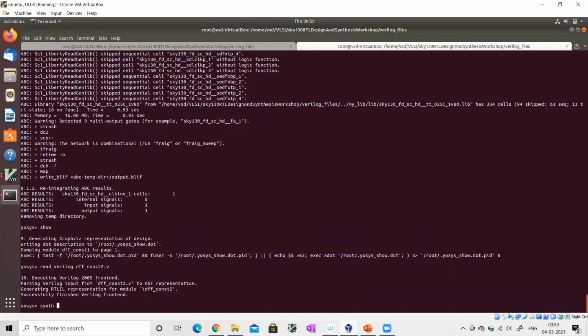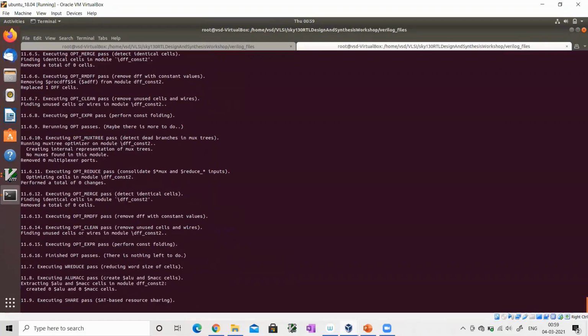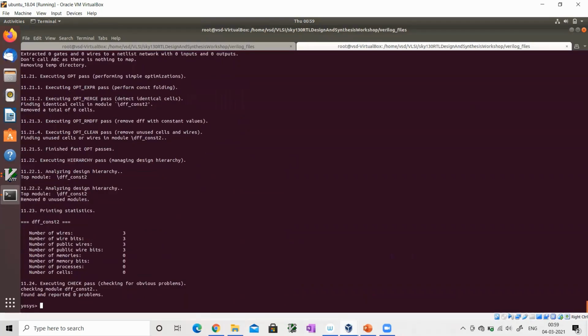Now synth -top dff_const2. Okay, we have already mapped the dff libraries, so no need to map it again because we didn't kill the UC shell.